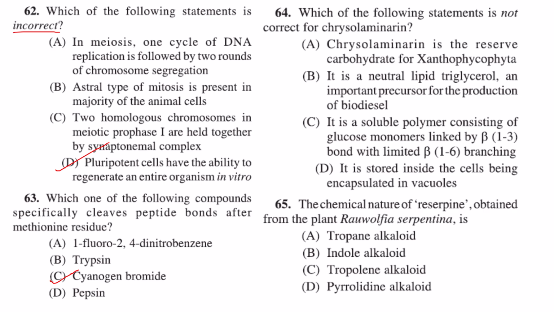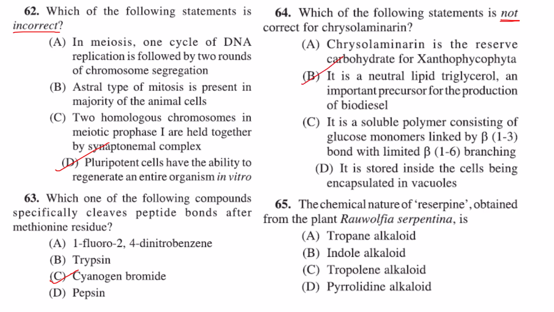Then which of the following statements is not correct for chrysolaminarin? Chrysolaminarin is a polysaccharide, not a lipid, and it is the reserve food of Xanthophyceae. So chrysolaminarin is the reserve carbohydrate of Xanthophycophyta. That's correct. It is a neutral lipid triglycerol. That is not correct. It is a carbohydrate. So option B is the answer.